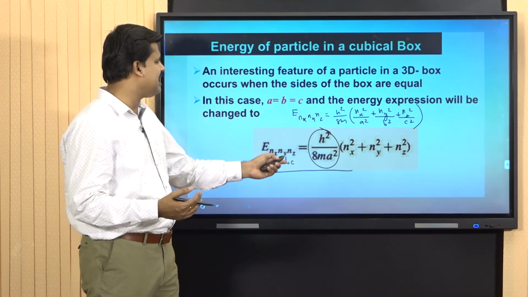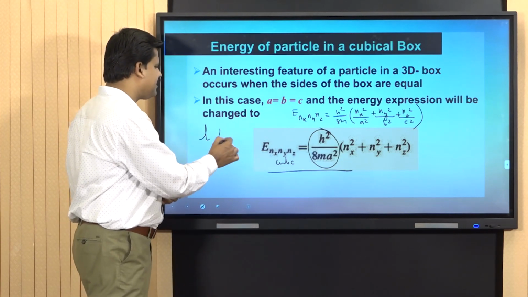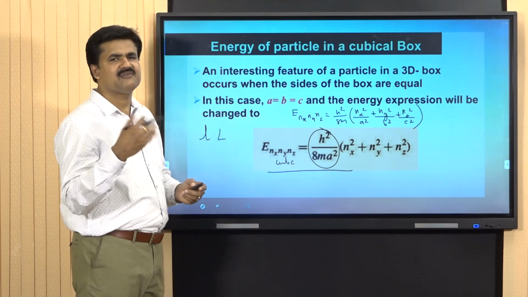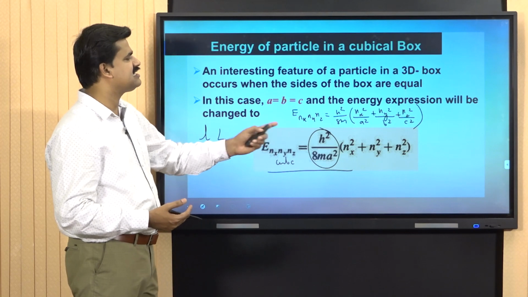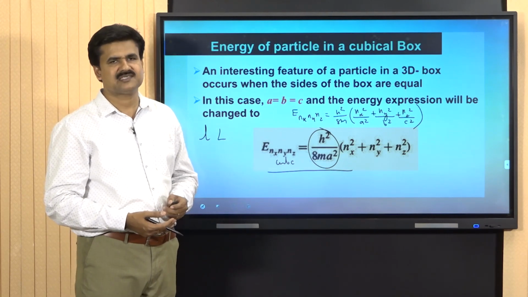For convenience, you can also replace a with a small l as the edge length, or capital L, or any notation can be used. Here we are taking a for simple convenience, and this is the expression for the energy of a particle in a cubical box.